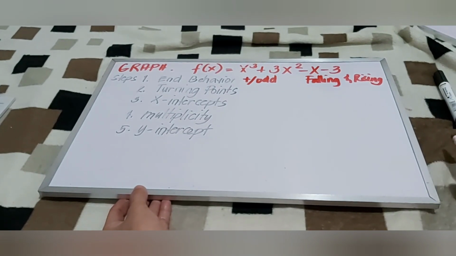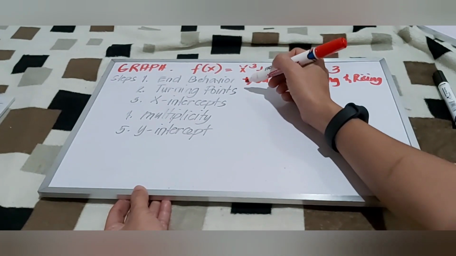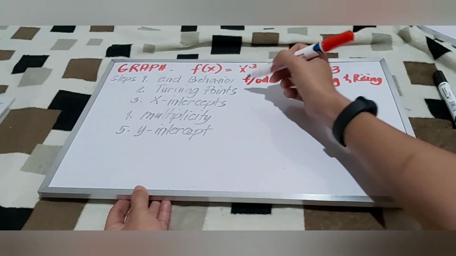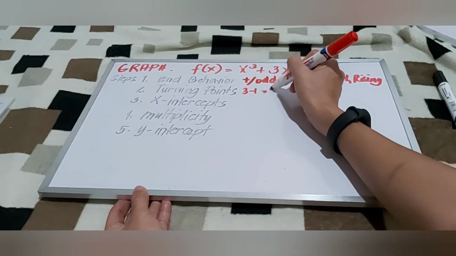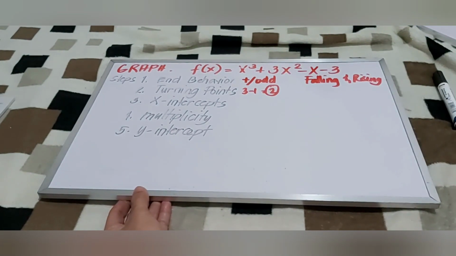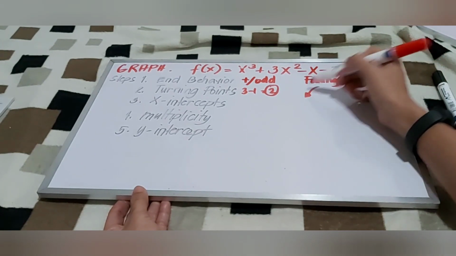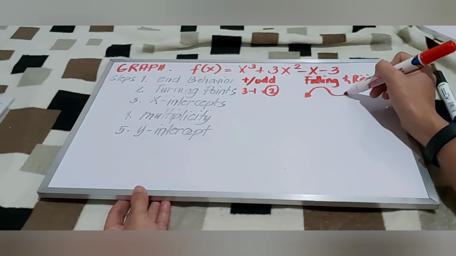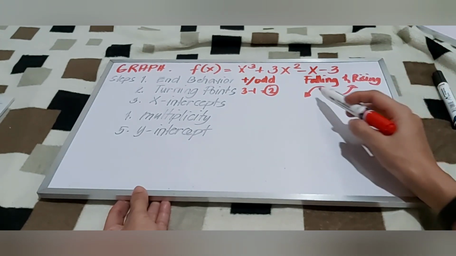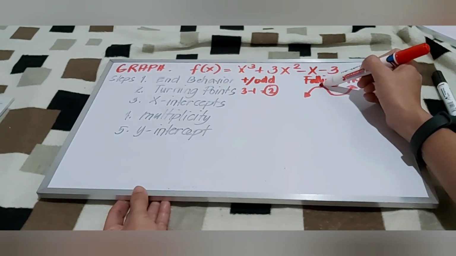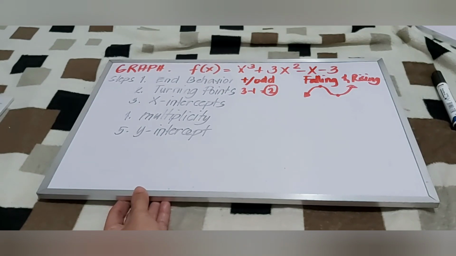Now, for the turning points, our n is 3. Turning points is n minus 1. So, 3 minus 1 is 2. So, we have 2 turning points. So, ang steps nito, it falls to the left, and then it rises to the right. So, fall and then rise, we have 1, 2 turning points.